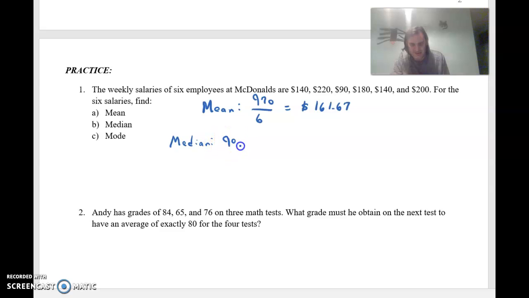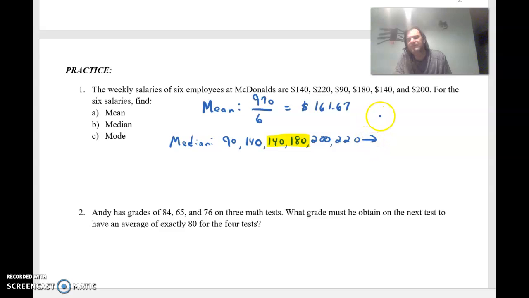So 90 is the smallest. That looks like 140, 140, 180, 200, and 220. So I need the middle one, but there's 6 of them, so I have the middle 2, which is 140 and 180.